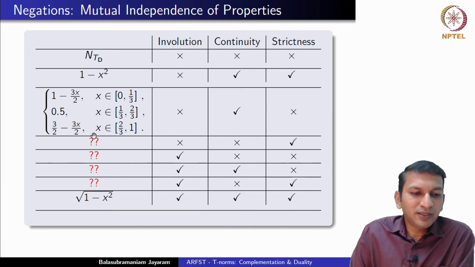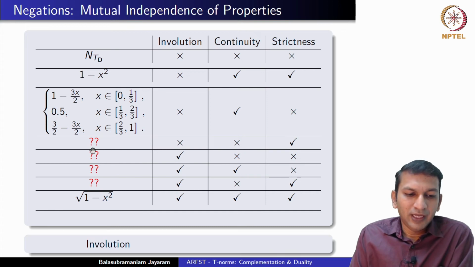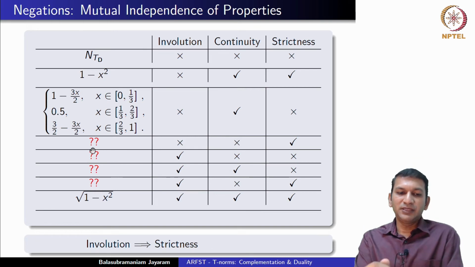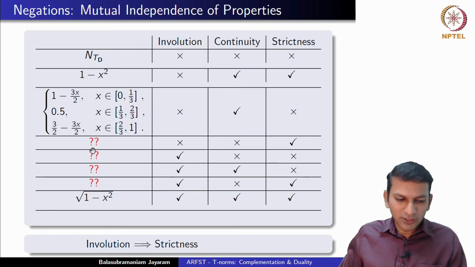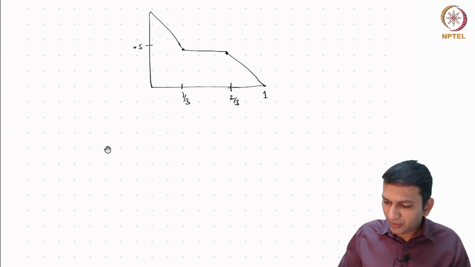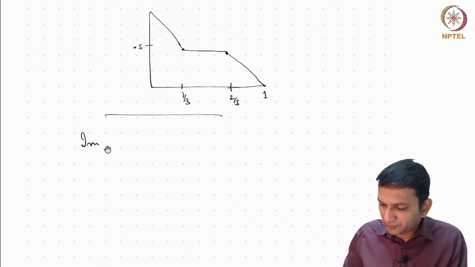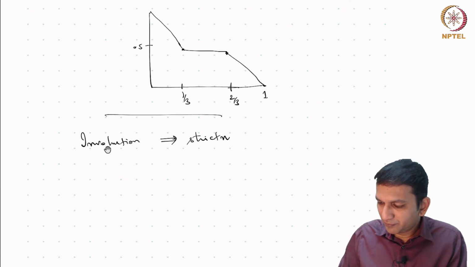Now let's try to answer why we were not able to find examples in these 4 rows. If you start with an involution, where n of n of x is x, we can show that such a negation will also be strict. That means it will also be strictly decreasing. It is actually quite simple to see. We need to show involution implies strictness.